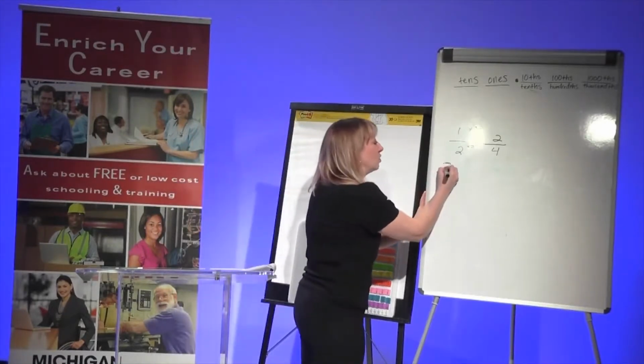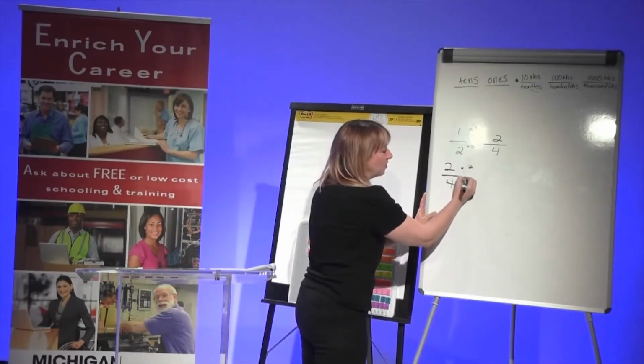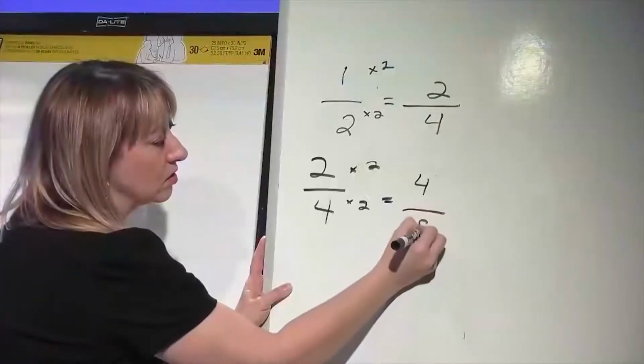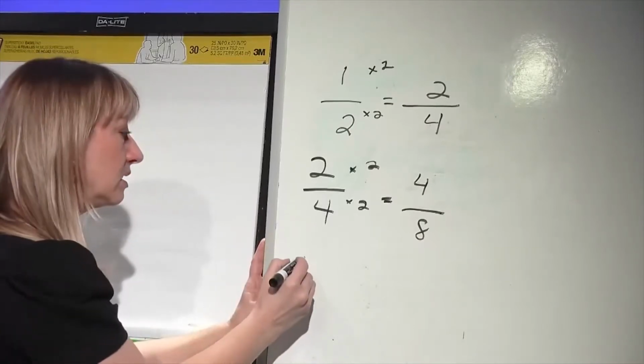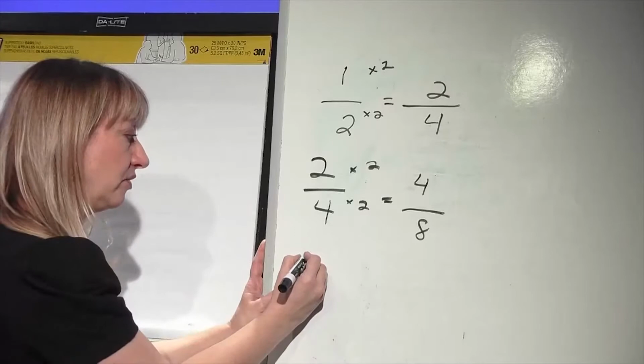Now if I take 2/4, again, if I multiply both top and bottom by 2, now I have 4/8. It does not matter what I multiply by. If I do the same thing to top and bottom, I'm going to find an equivalent fraction.